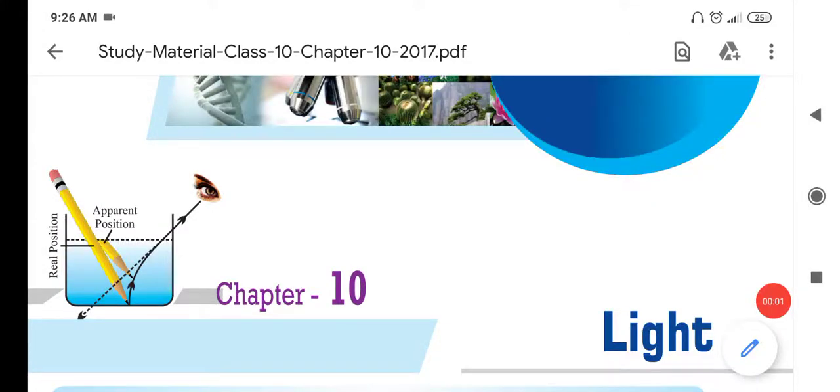Hi dear students, today I am starting a new lesson, light reflection and refraction. In this chapter we will be discussing several concepts. The first one is light reflection and the second one is light refraction.